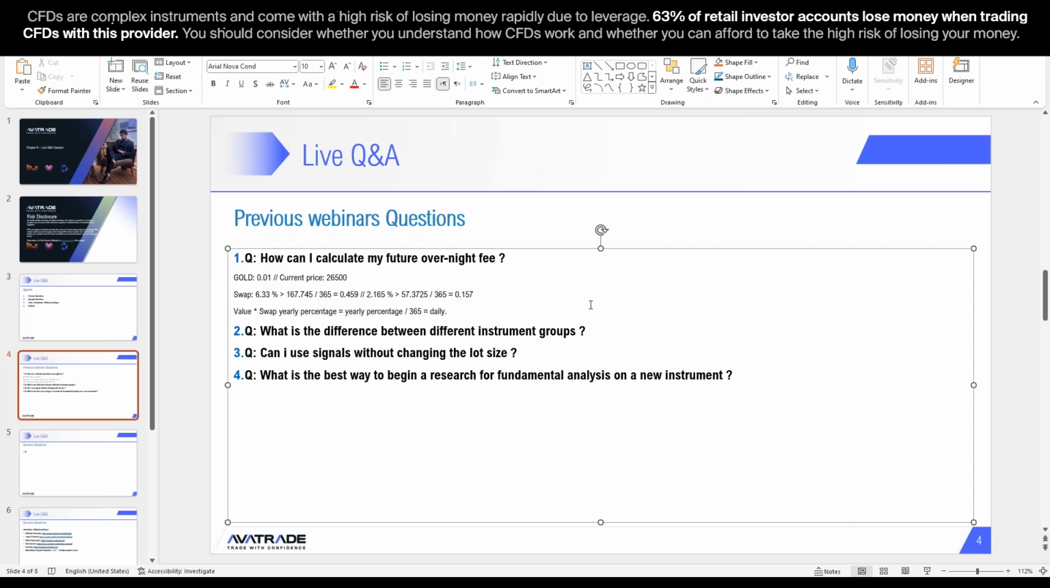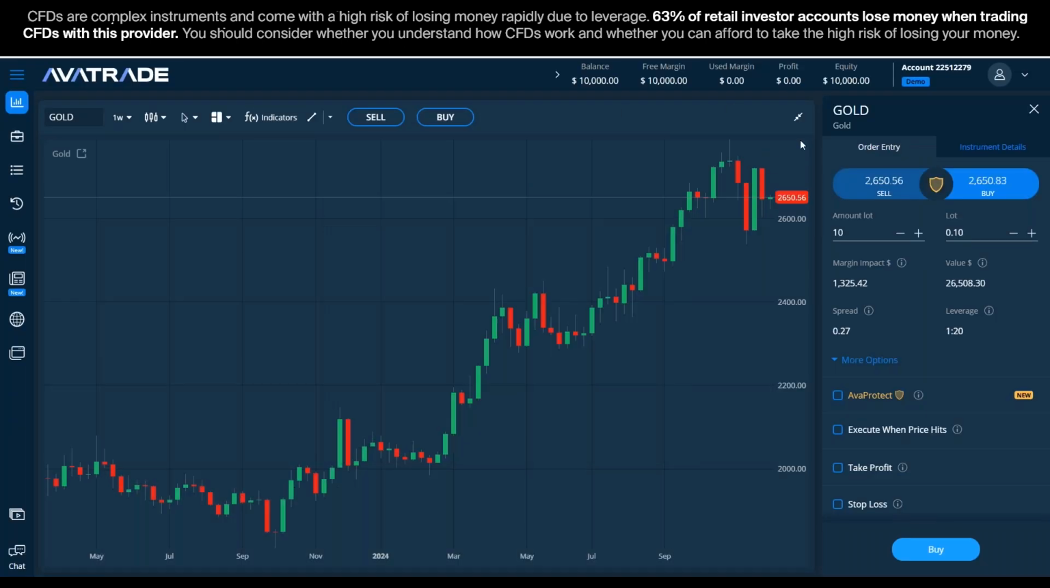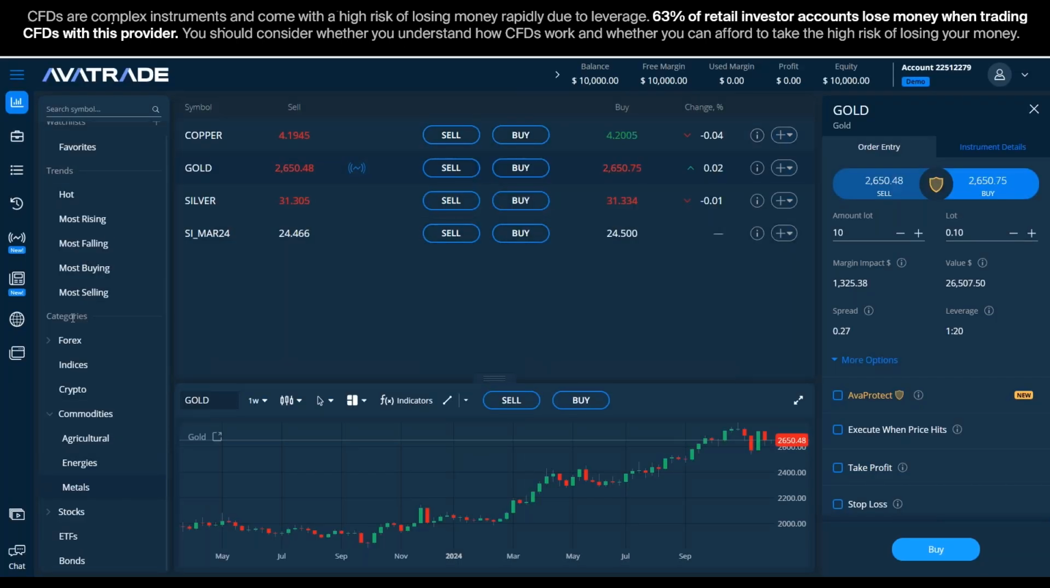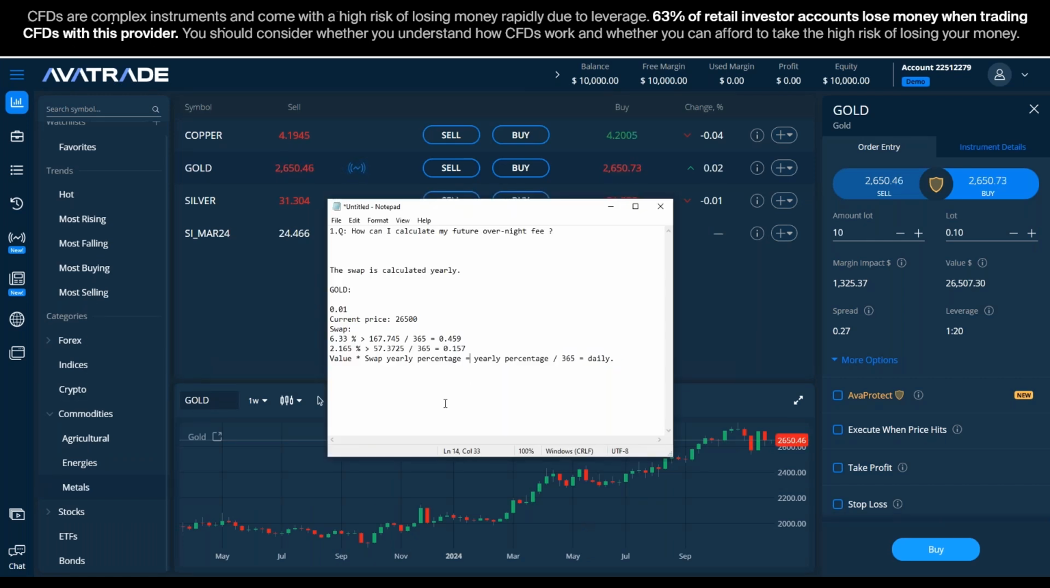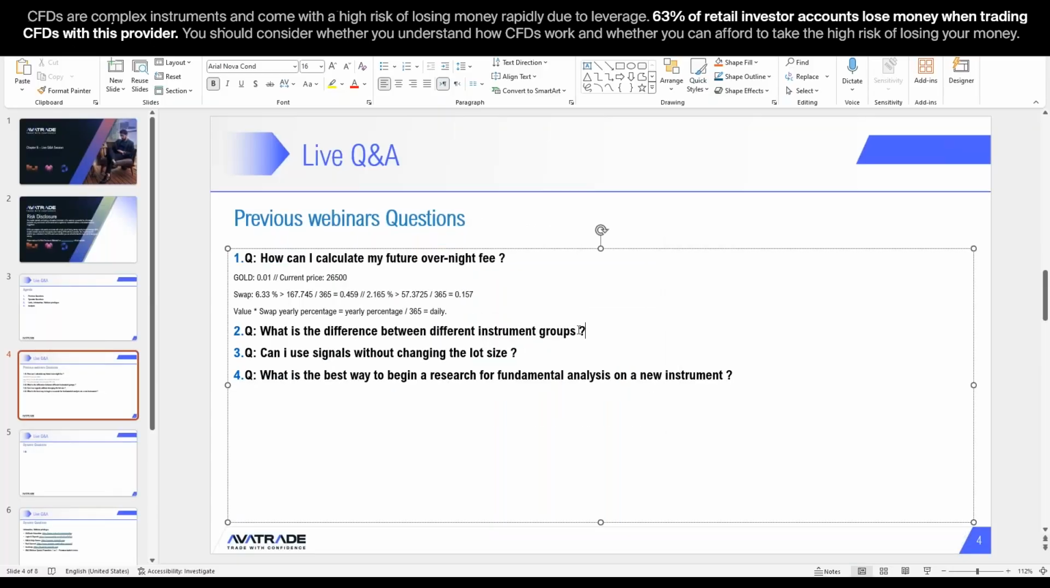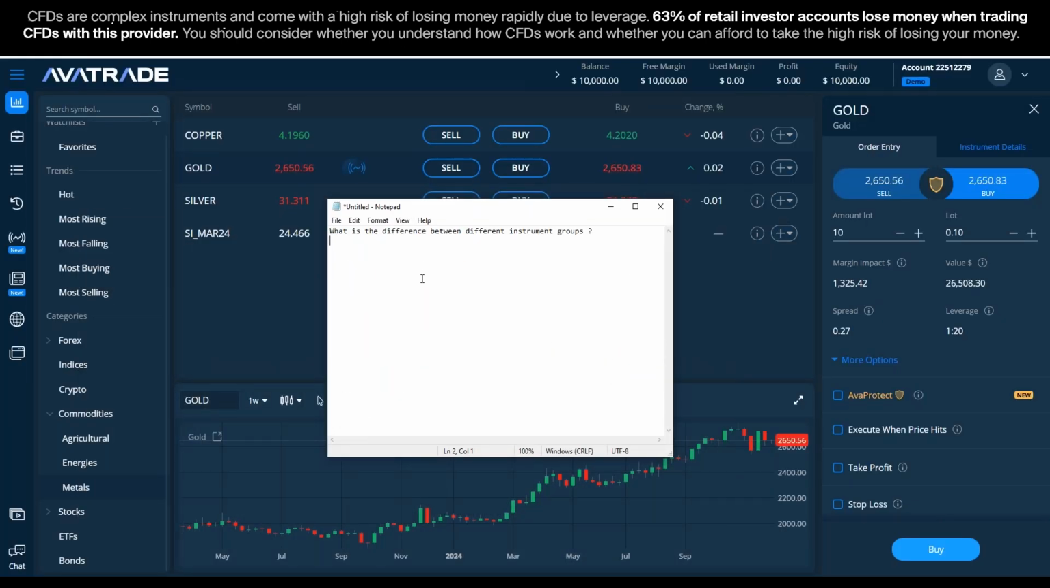All right. Second question is, what is the difference between different instrument groups? Okay, different instrument groups. I guess this question is referring to the categories here. Okay, categories. And the question is, let's review it again. What is the difference? Maybe different says. Okay, well, we'll try. All right, so what are the differences?